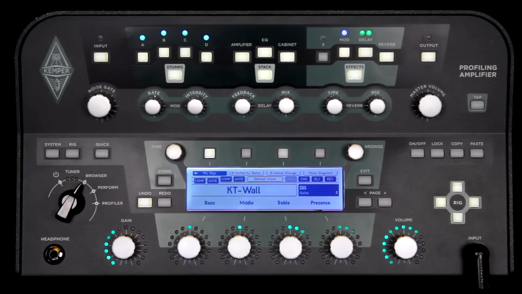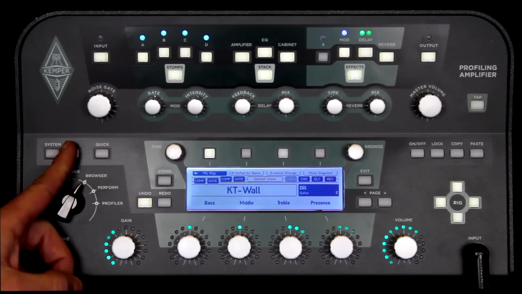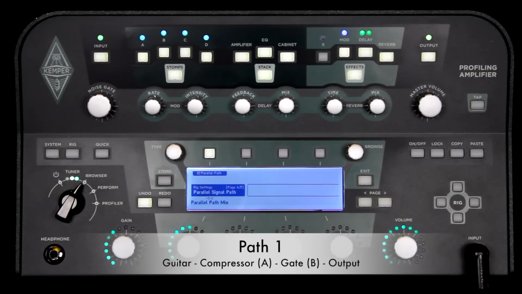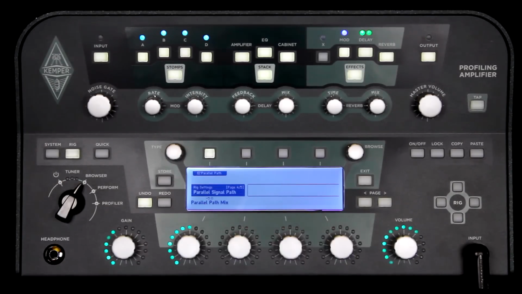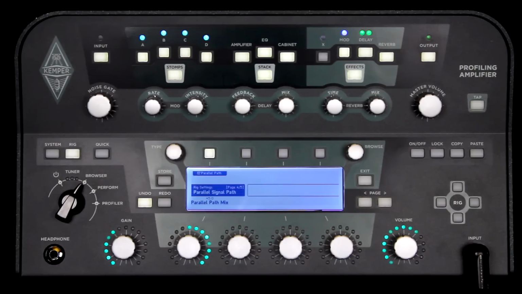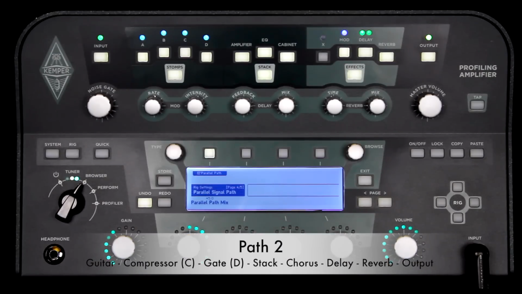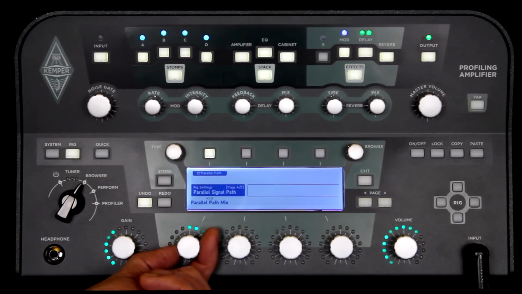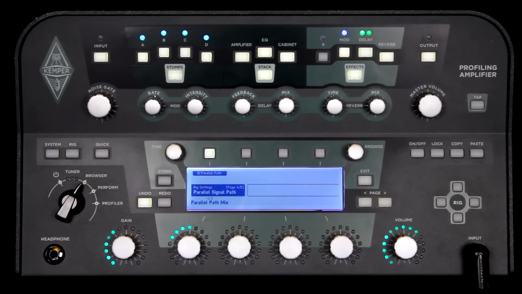Part 1 of the signal is going through a pumping compressor in stomp A, followed by a noise gate in stomp B. This signal then goes straight to the output. The second part is a distorted sound with reverb and delay. Now we are mixing both parts so that the clean sound is more prominent.